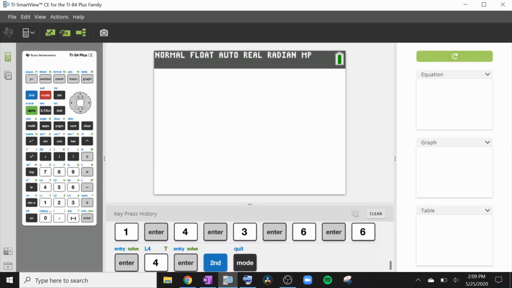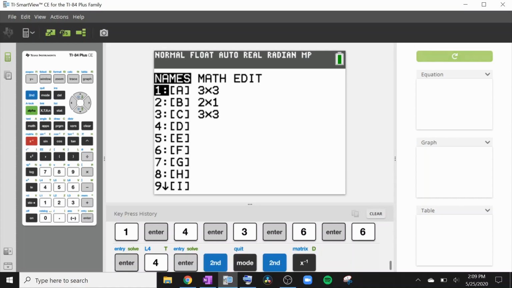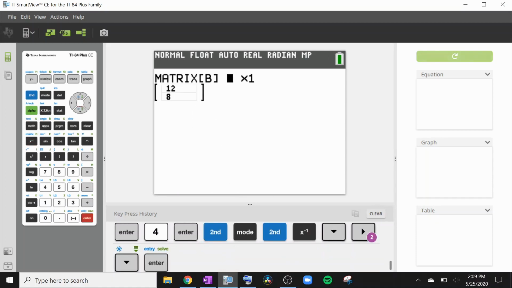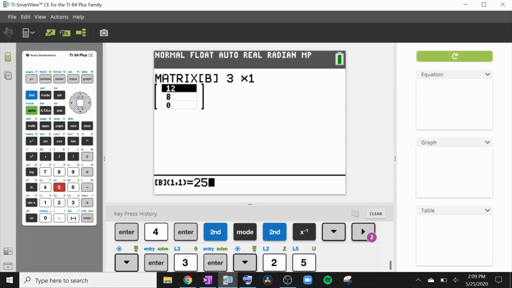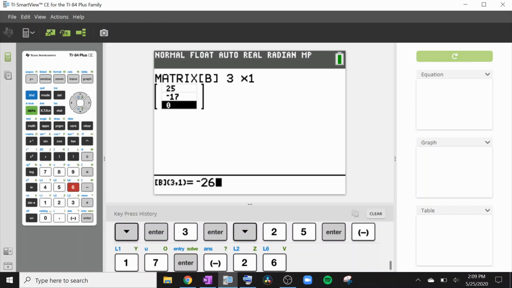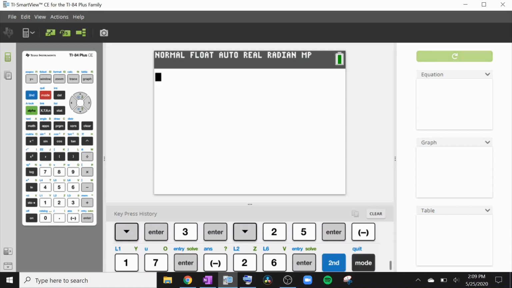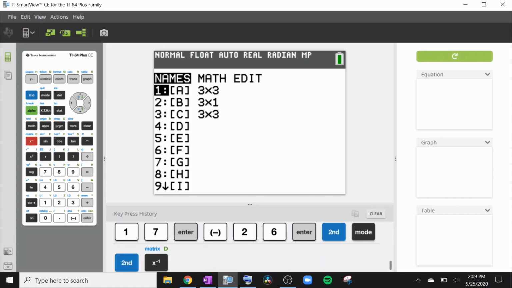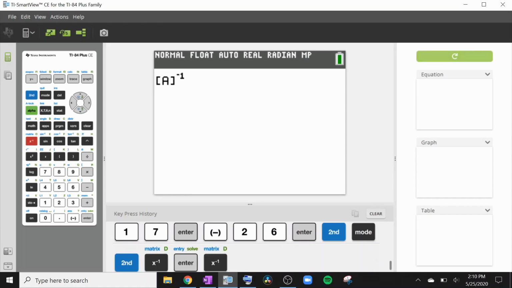So I'm going to quit and go to matrix page again, and let's go and edit matrix B. So now it's a 3 by 1, and the numbers are 25, negative 17, and then negative 26. Okay, hopefully I didn't mess anything up. So the answer is going to be, the X value is matrix A inverse times matrix B.